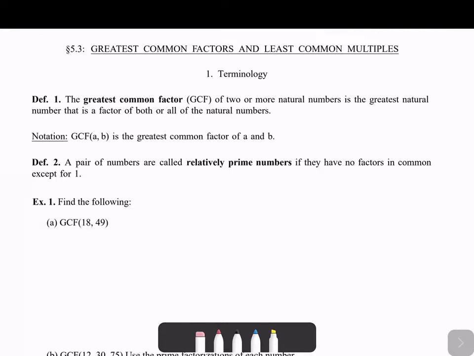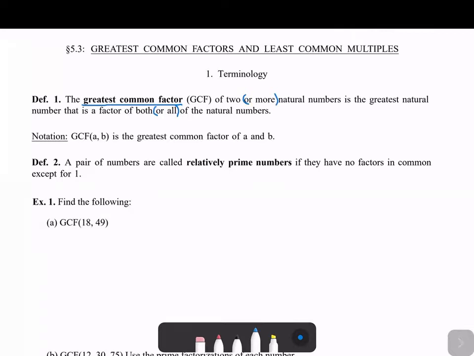So the definition is the greatest common factor of two or more, and this "or more" could really be in parentheses, two or more natural numbers is the greatest natural number that is a factor of both or all of the natural numbers. Meaning that if we're just finding the GCF of two numbers, it's the greatest natural number that's a factor of both. And if we're finding the GCF of some list of natural numbers, then it's the greatest natural number that's a factor of all of them. And we denote this by GCF(a, b). So that's what a GCF is.